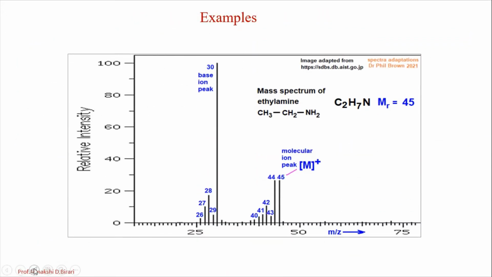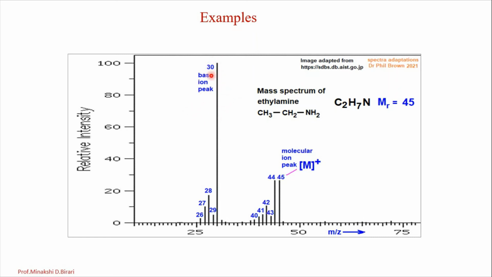Now it is the mass spectrum of ethylamine, as we have studied. In ethylamine, fragmentation occurs and forms a fragment ion having M by Z value 30, CH2=NH2+, that will show the peak, and that is the base peak, 100% relative abundance. So that is the largest or tallest peak observed in the mass spectrum of ethylamine.